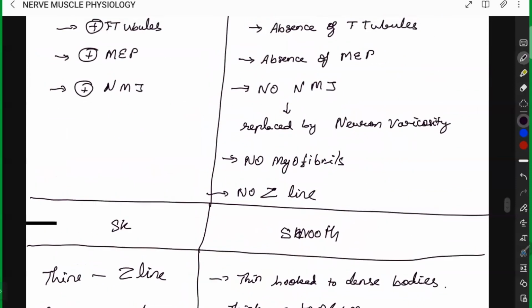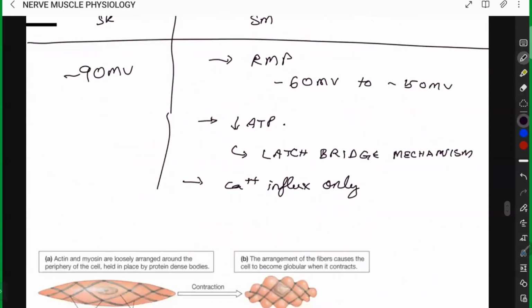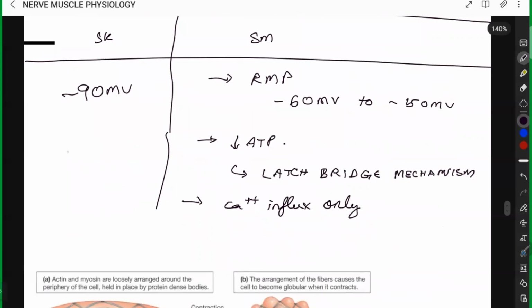So the Z line is going to be present. You're going to have myofibrils. Okay, myofibrils are present. So all this you're going to put down. Okay, then it requires ATP for contraction. Even for relaxation, ATP is required. So for relaxation also you need ATP. ATP is needed. Okay, that's all.